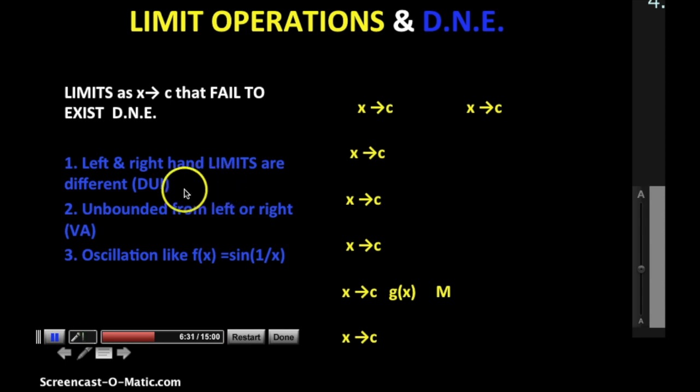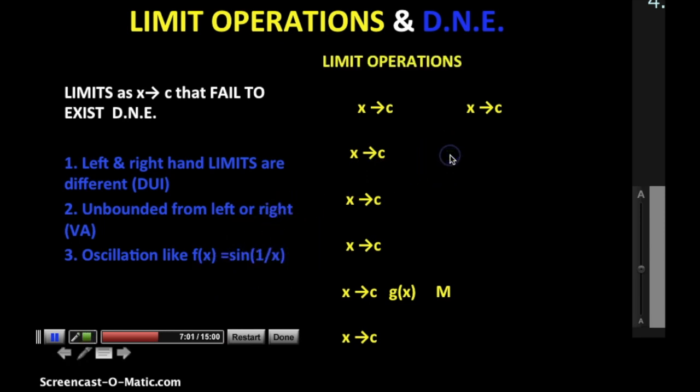So those are DNEs. Number 2 here we just did several examples of unbounded from the left and the right, typically a vertical asymptote. And the last one we didn't do, and you can do that on your own, it's called an oscillation. And this is an example of that. Put your graphing calculator into radians and do the sine of 1 over x. That'll be an example of an oscillation.